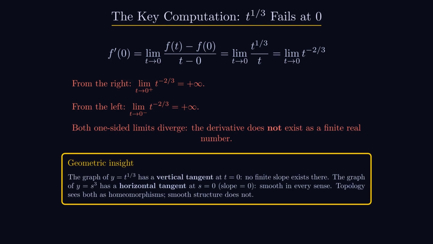Geometrically, the graph of y equals t to the 1/3 has a vertical tangent line at the origin. The slope becomes infinite. Compare this to the graph of y equals s cubed at s equals 0. It has a horizontal tangent with slope exactly 0, smooth in every sense. Topology treats both phi and phi inverse as equally good homeomorphisms. Smooth structure distinguishes them sharply. The formal consequence of this failure, that the two atlases are inequivalent and define distinct differentiable structures, is drawn out on the next slide.